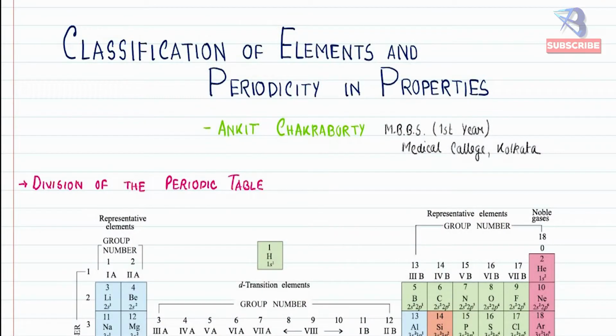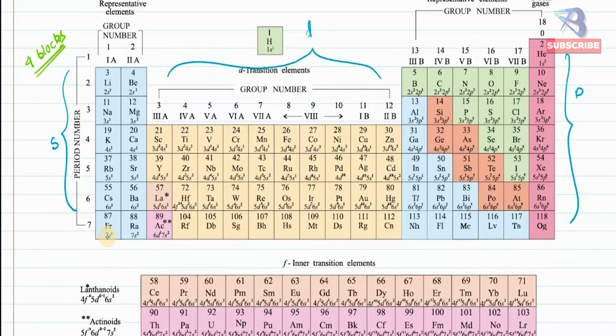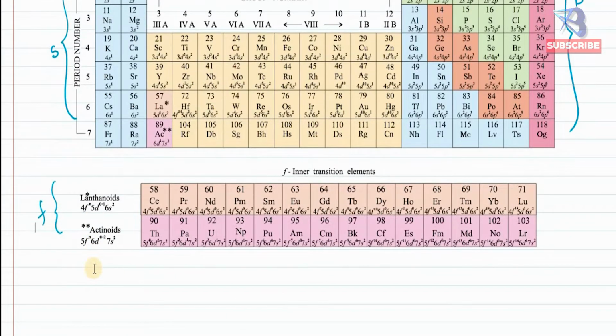Hi guys, welcome back. Today our topic of discussion is the division of the periodic table into various blocks. So what we have here is the periodic table. The periodic table is actually divided into 4 blocks. What are these 4 blocks? I have already told you. This is the S block, the P block, the D block, and the F block. Okay, so these are the 4 blocks of the periodic table.